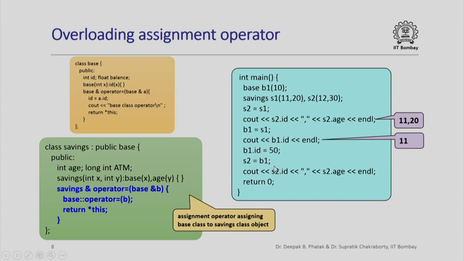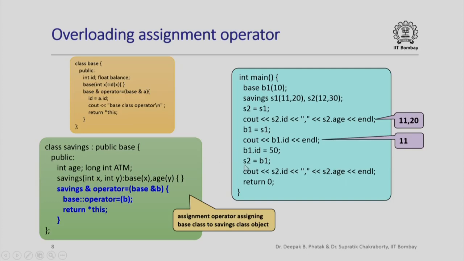Remember, when I do this assignment, what is effectively being done is I am calling the operator equal to method of the object S2 with the argument B1, and this operator equal to method of the derived class savings can accept an object of the base class on the right hand side. That is how we have explicitly defined it. So now this statement should be fine, it will not cause a compilation error, because we have explicitly provided the definition of what such an assignment operator should be doing.